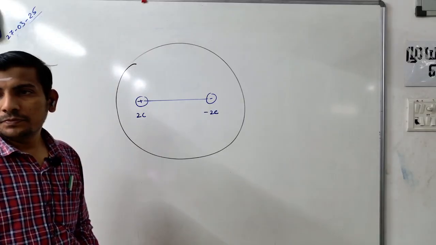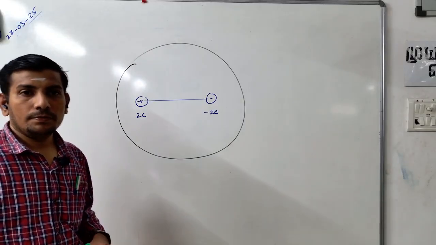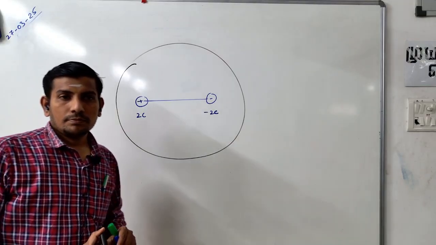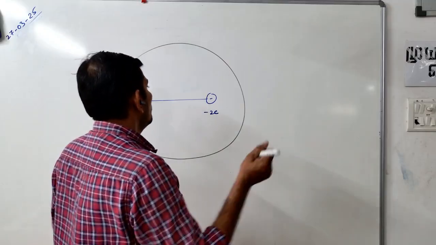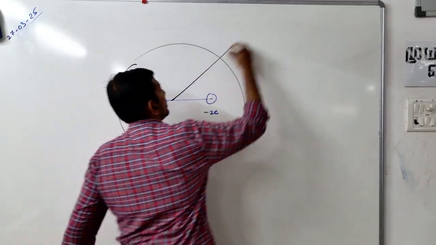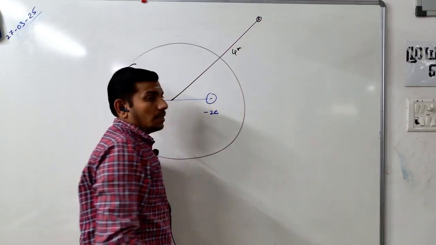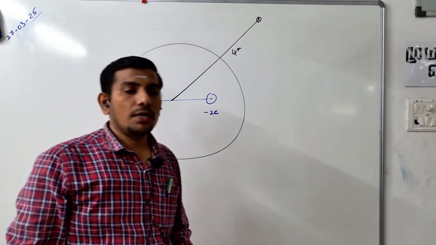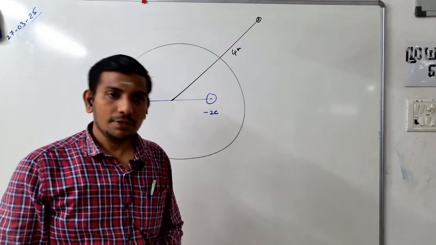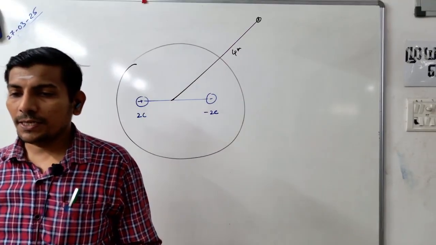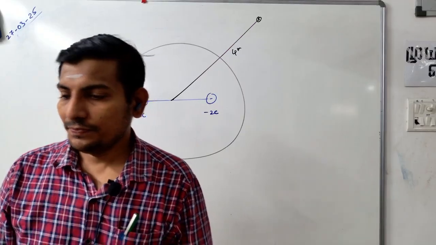What is the flux due to this dipole? Suppose from the center, I travel 4 meters. At this point, if I try to calculate the electric flux, what would be the electric flux due to the dipole? Did you get my question? Answer.